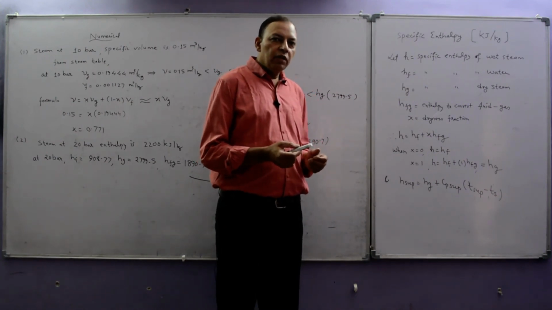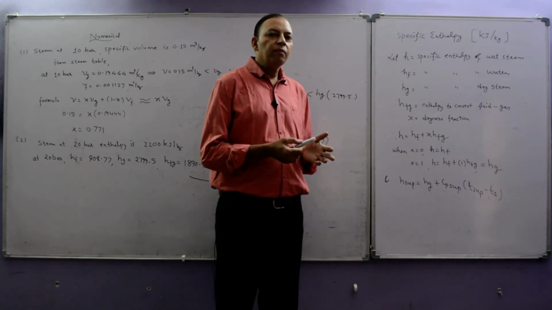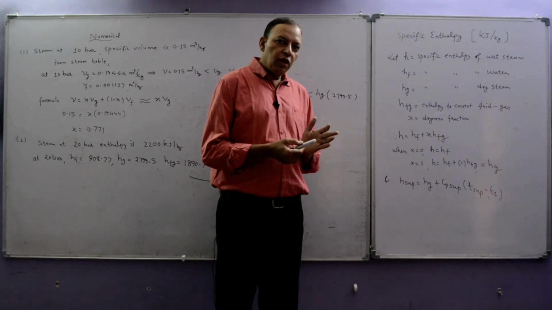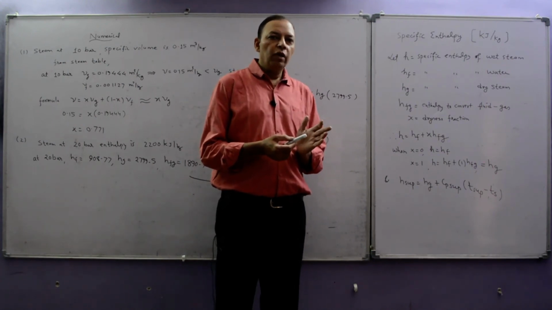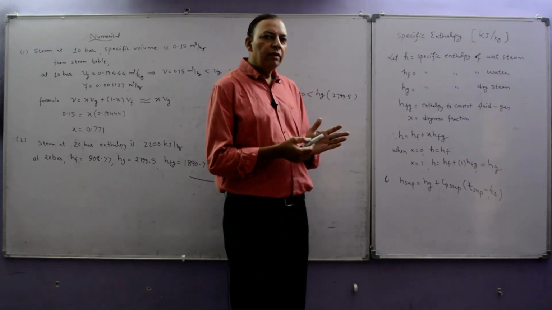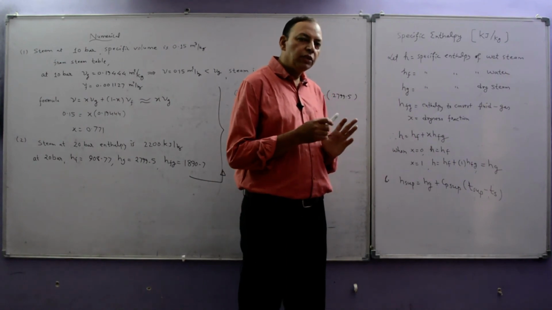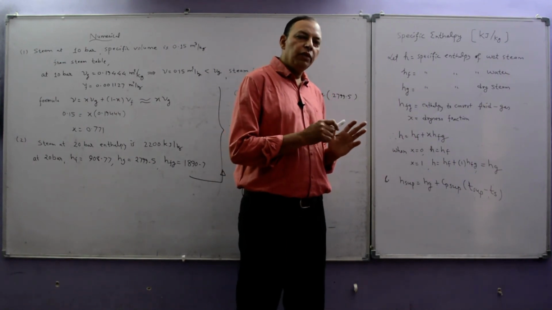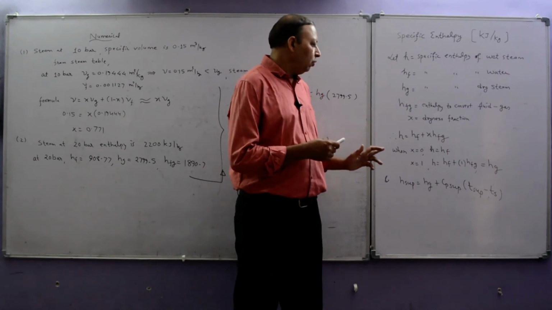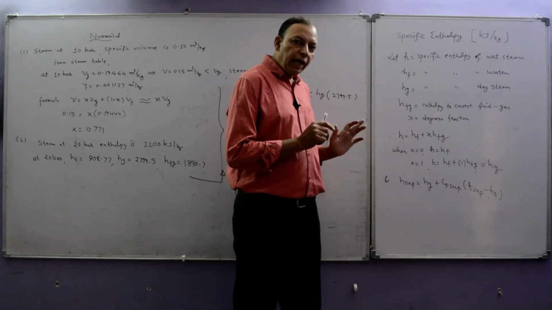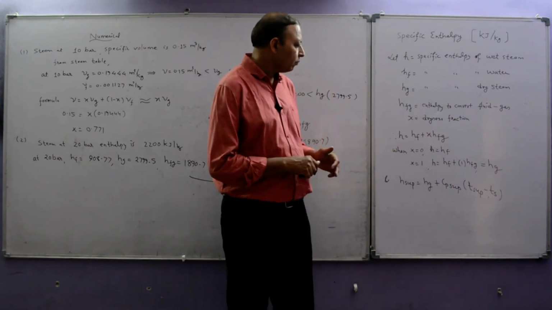Wet steam, when will we get wet steam? Just after the saturated liquid line and just before the saturated vapor line. So again, the specific enthalpy of wet steam will be the summation of the specific enthalpy of water and how much it is wet. So the formula will be H is equal to Hf plus X Hfg.